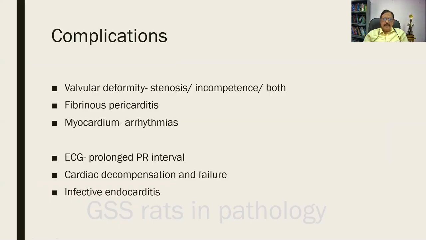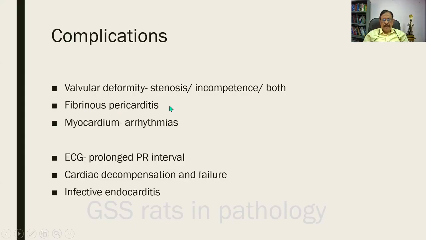The complications of rheumatic fever. Persistent rheumatic fever leads to rheumatic heart disease, which can result in a valvular deformity. There can be stenosis, incompetence, or both. Mitral valve and aortic valve are commonly involved. Sometimes they can be combined, then the tricuspid and the pulmonary valves.